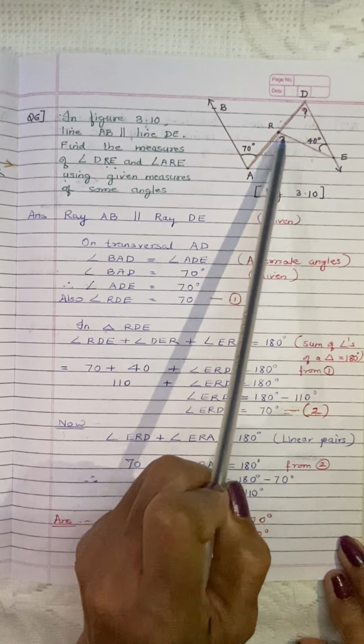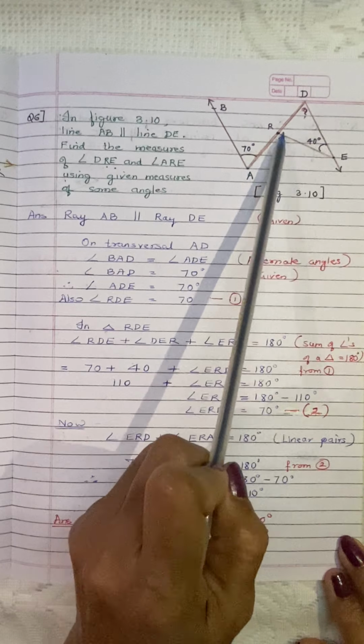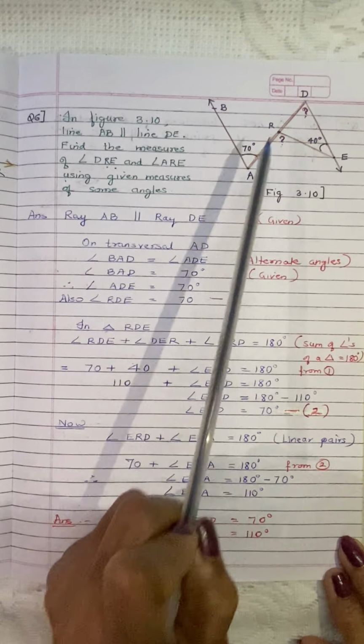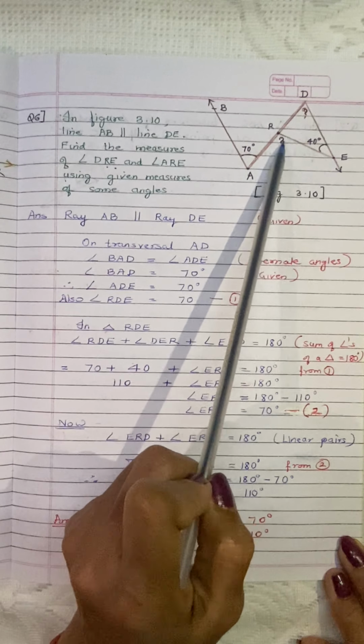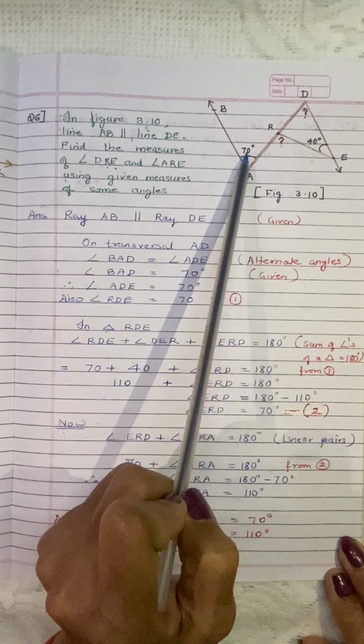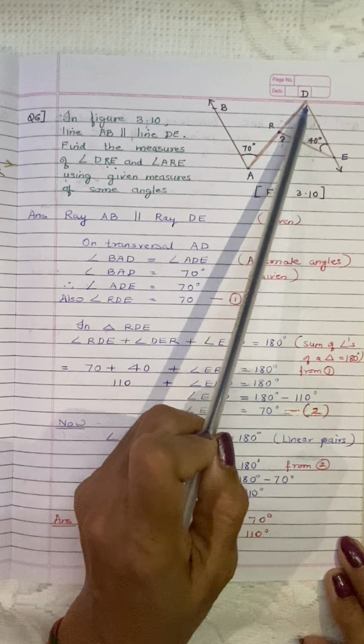First look at the diagram and understand. So DRE and ARE, using the given measures of some angles. Now these two angles they have asked us to find its value, and now they have given us measures of this angle, that is BAD, and angle DER.